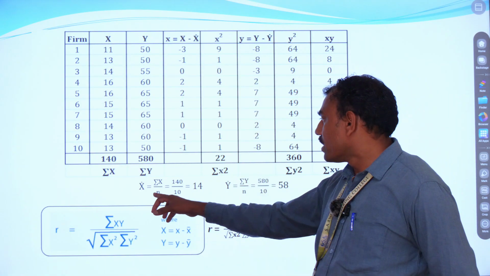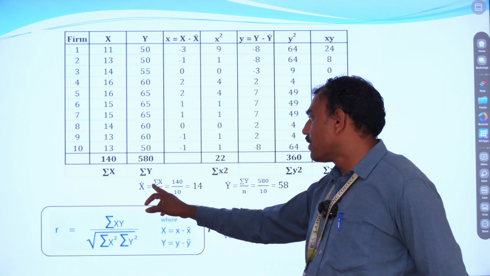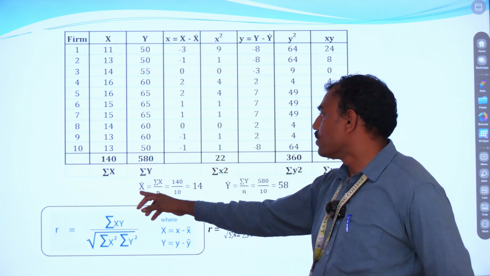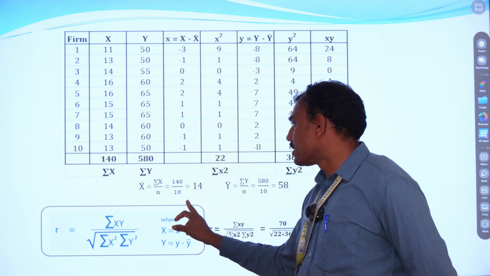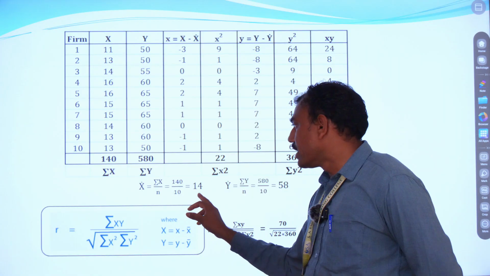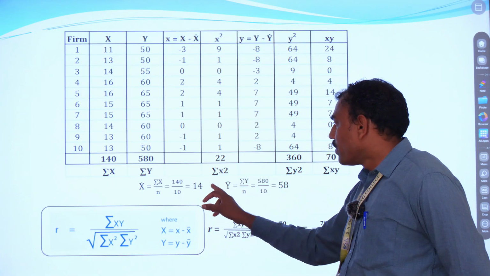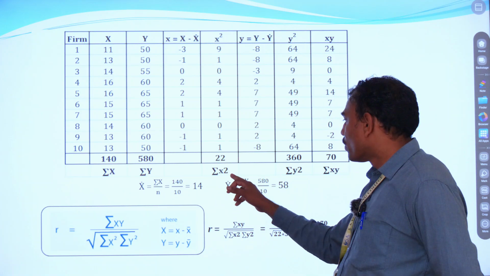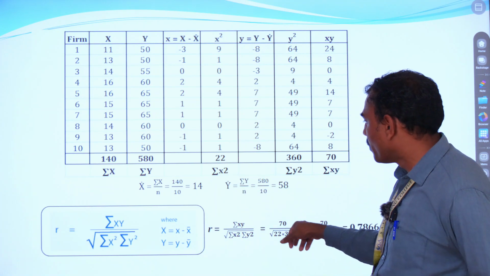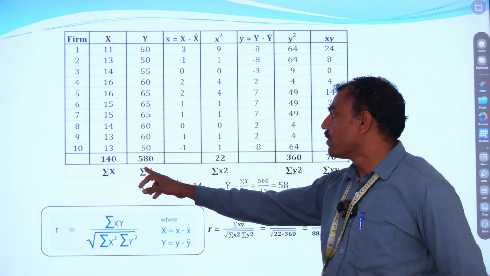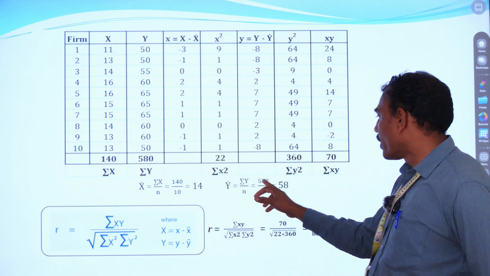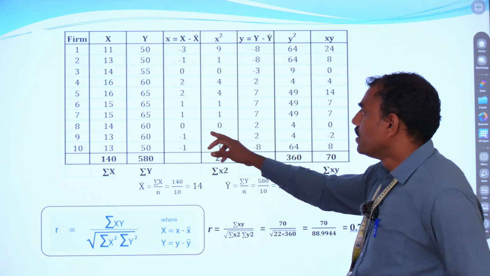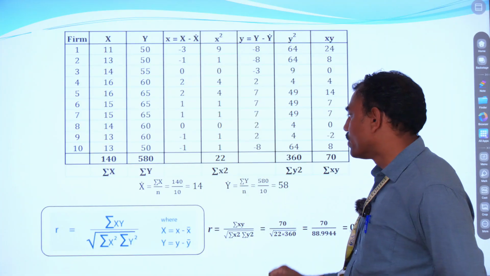First we find the mean value of x. So x bar equal to summation of x divided by number of observations. Summation of x equal to 140, number of observations 10, so 140 divided by 10 equal to 14. This is the mean value of x. Next we need the y mean value. So y bar equal to summation of y divided by n. Summation of y equal to 580, so 580 divided by 10 is equal to 58. This is the mean value of sales volume.